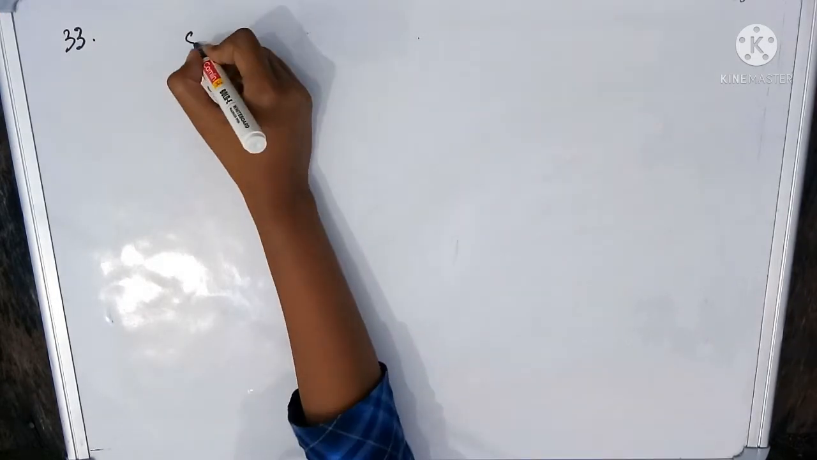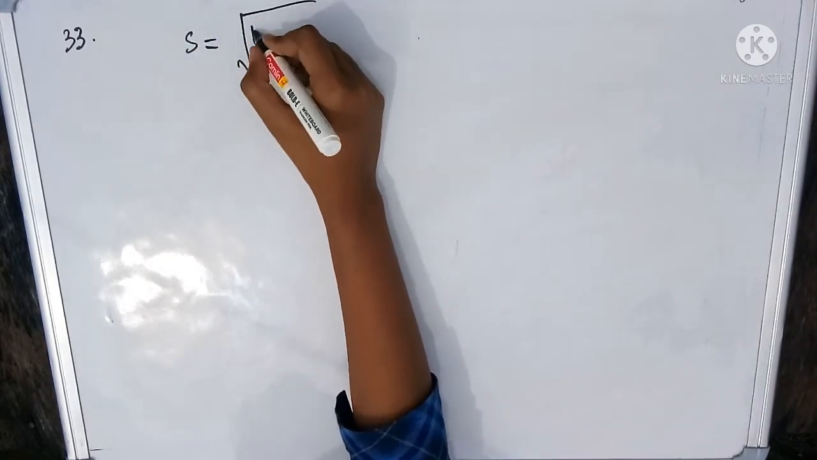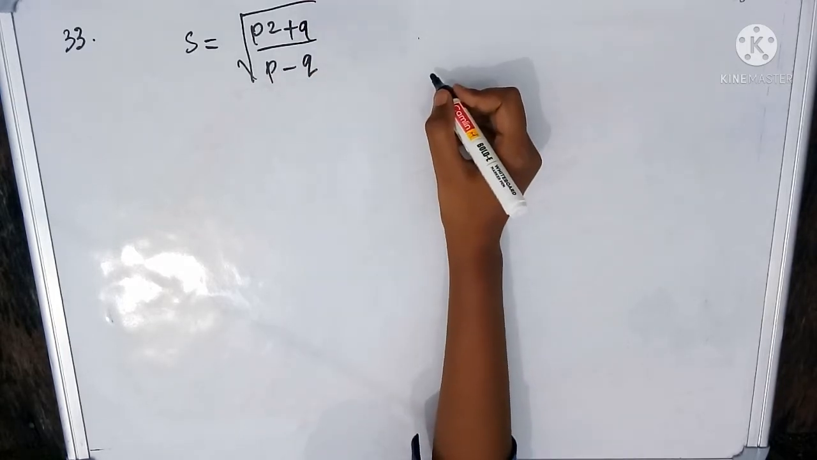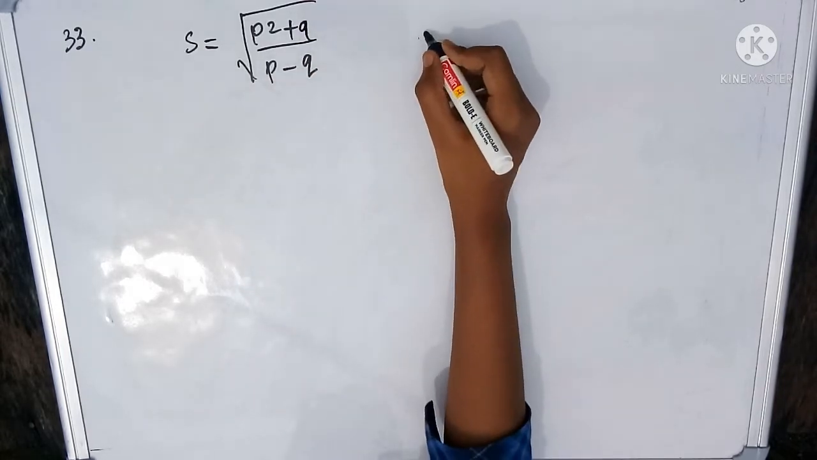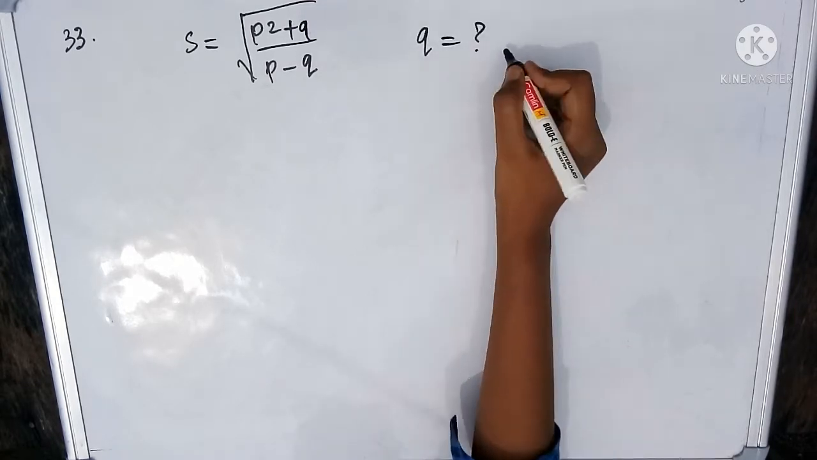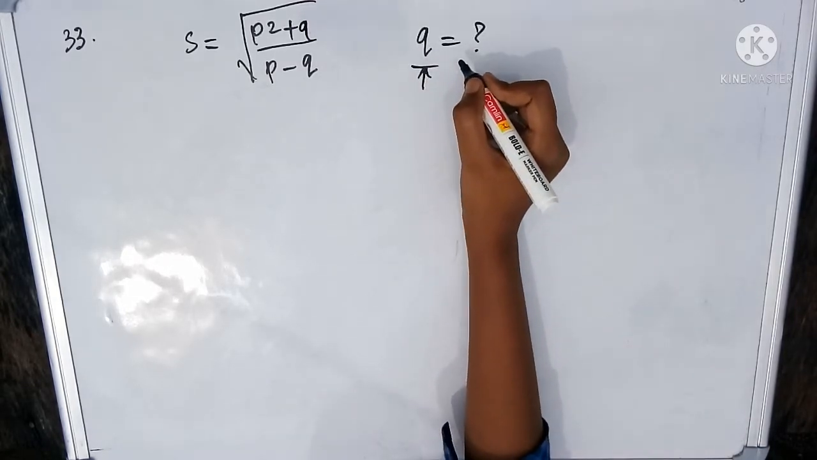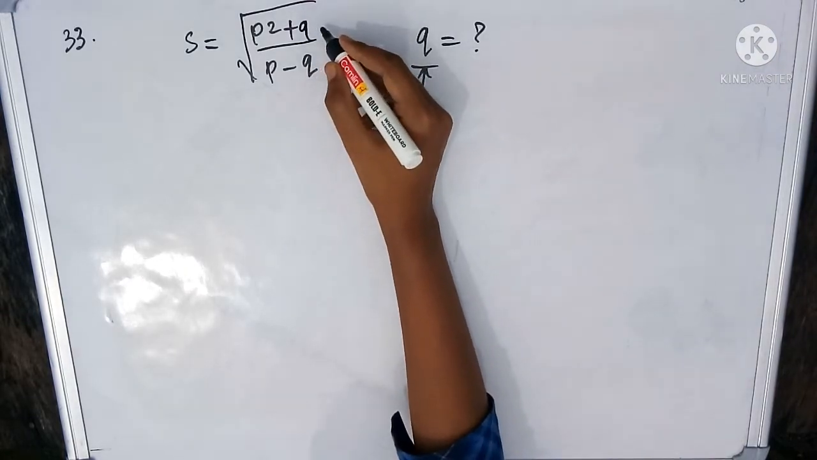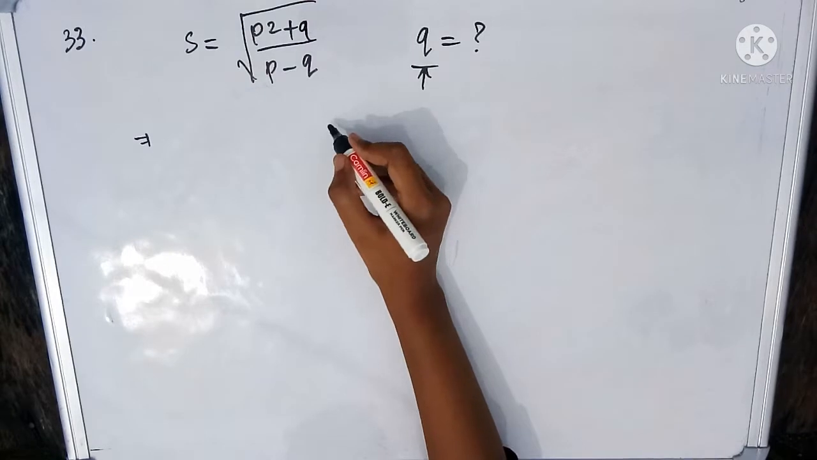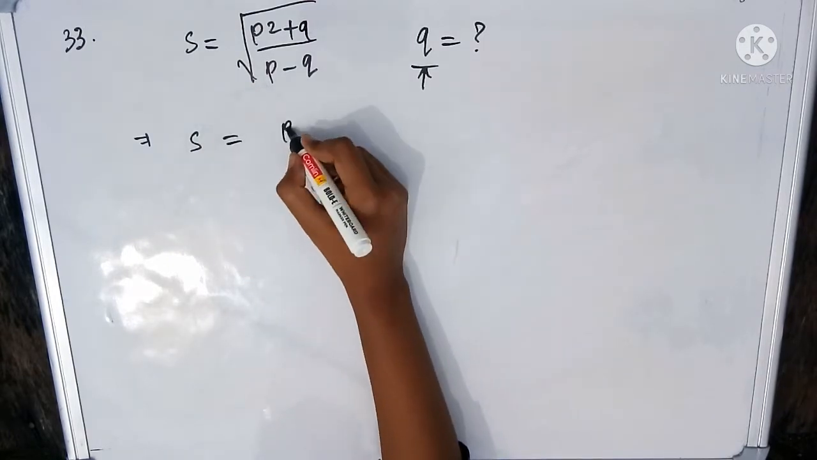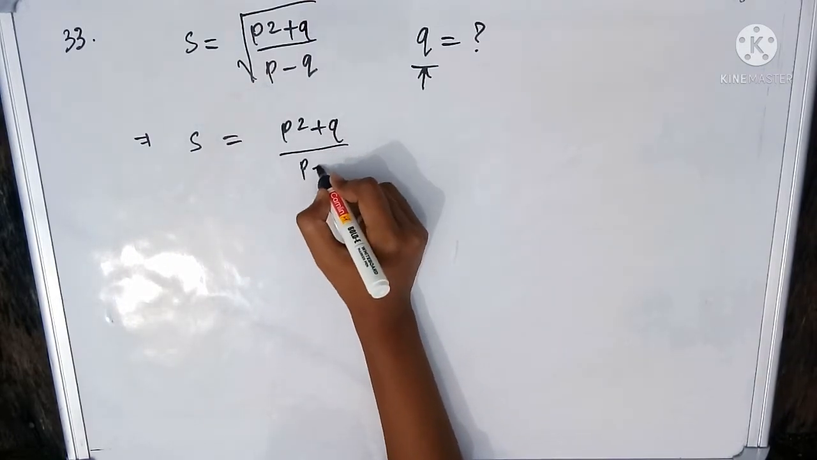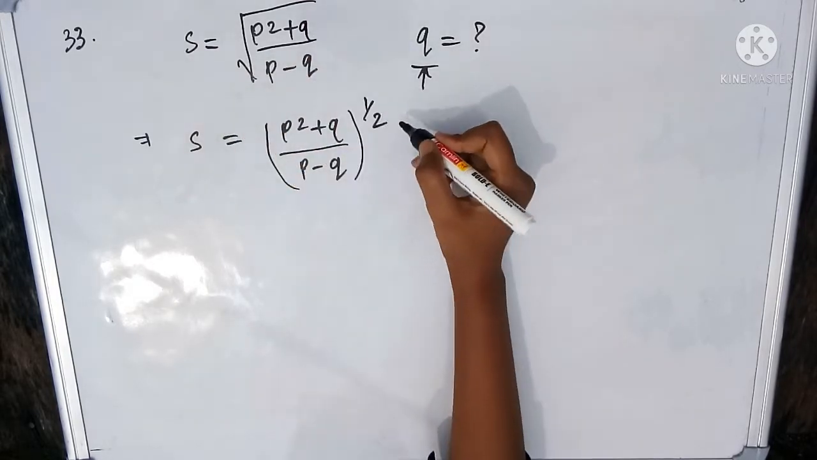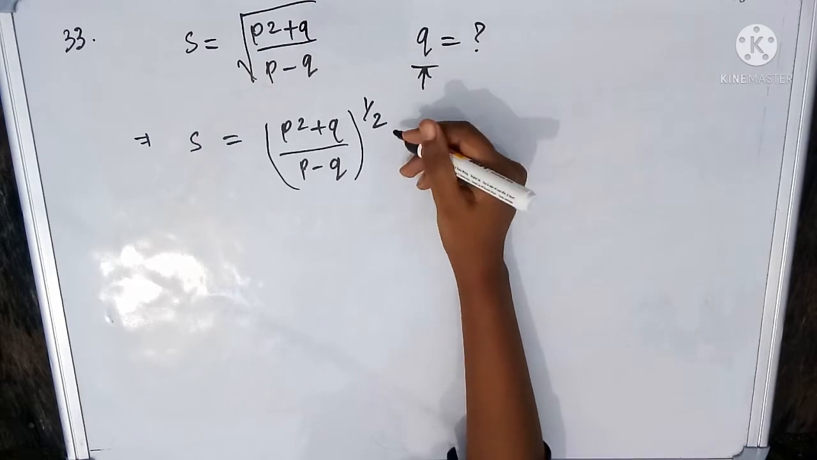Here we have one formula which is s is equals to root under p square plus q divided by p minus q. Now we have to find out the formula for q, or we can say that we have to make q as a subject. So you can see here we have q in the numerator also and also in the denominator. So let us solve this. First of all we can write it as s is equals to p square plus q divided by p minus q to the power 1 by 2, because we already know the square root can be written as the power of 1 by 2.